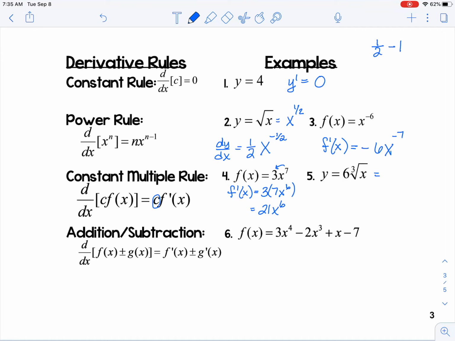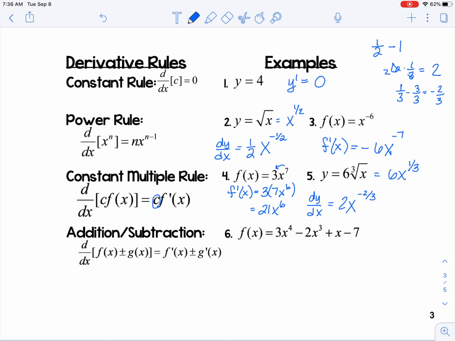All right, so number 5, that is not ready for power rule. We need to write it as a power. So that is 6x to the 1/3. And so dy/dx, the derivative of that, we're going to move 1/3 out front and multiply it by 6. So 6 times 1/3 is 6/3, or cross cancel, and you get 2. So 2x to the 1/3, drop it down by 1. 1/3 minus 1, or 3/3, is negative 2/3.